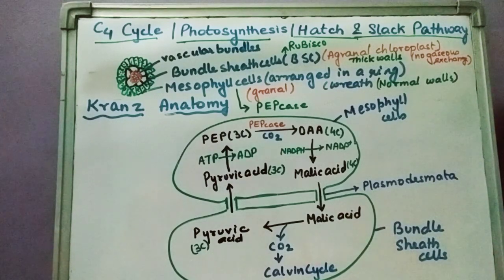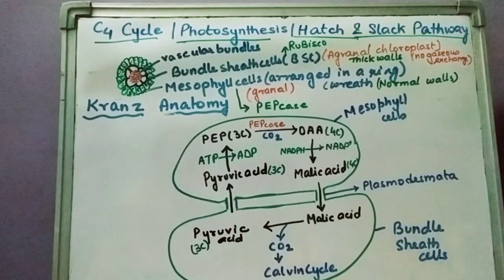So this arrangement of the cells in a ring-like structure is called Kranz anatomy, where we'll find that the vascular bundle is surrounded by bundle sheath cells, and the bundle sheath cells are surrounded by mesophyll cells, which appear as a wreath-like structure. You can see a wreath, in the form of a ring, and this full structure is called Kranz anatomy. So these plants exhibit this anatomy to undergo this process.